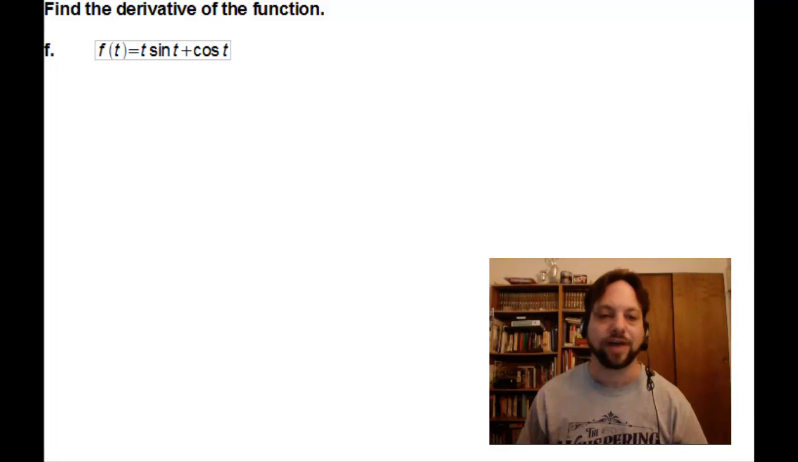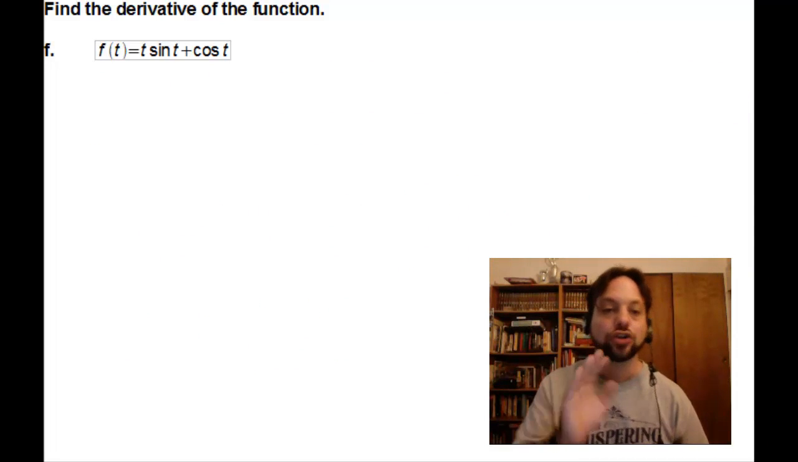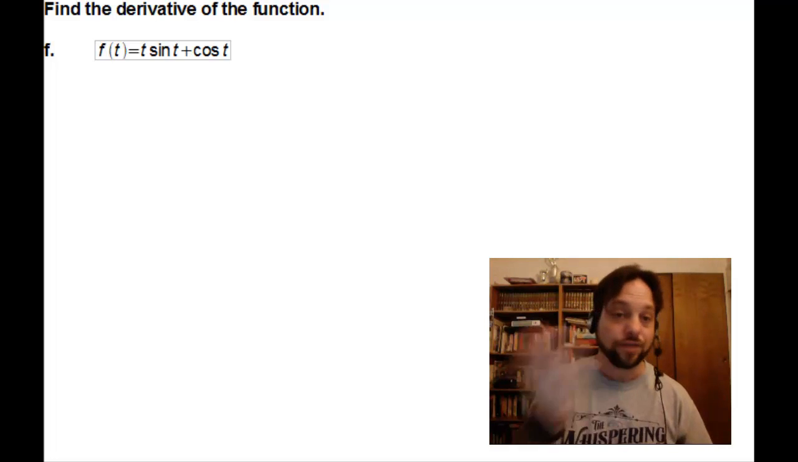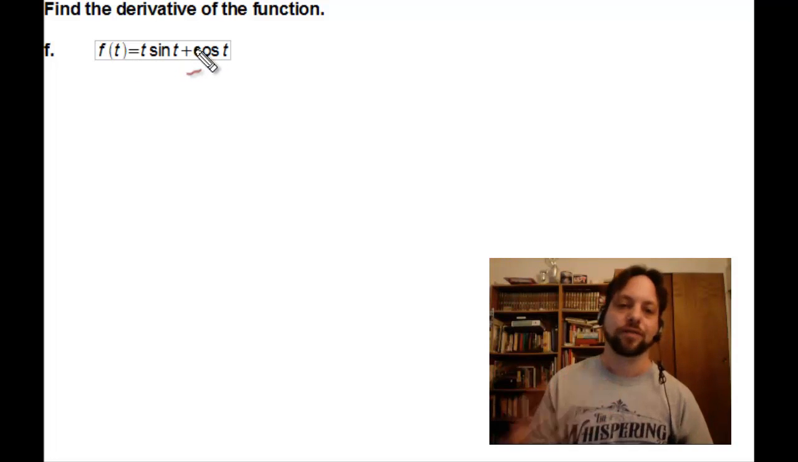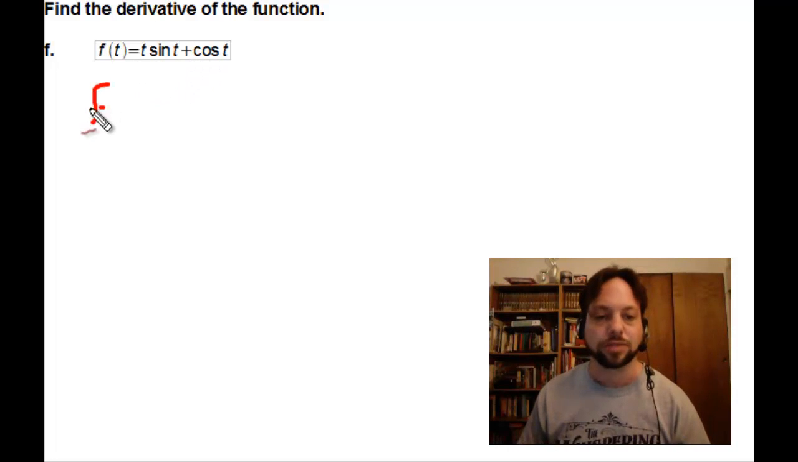So although example F has a couple trig functions in it, don't let that scare you. First off, can we simplify this in any way? t sine of t plus cosine of t. There's no way that I'm aware of simplifying this. So let's just jump straight into the derivative.